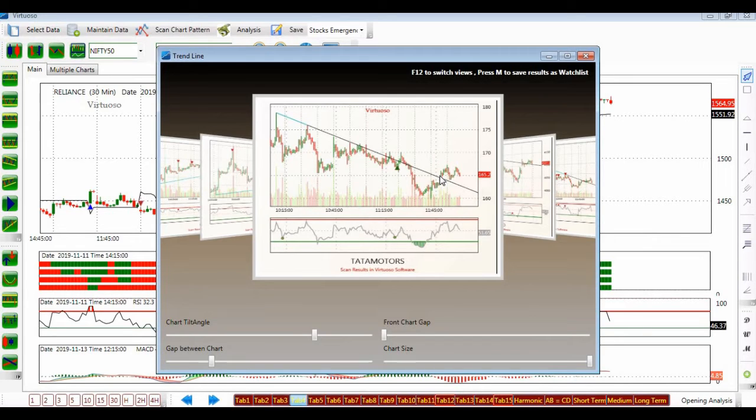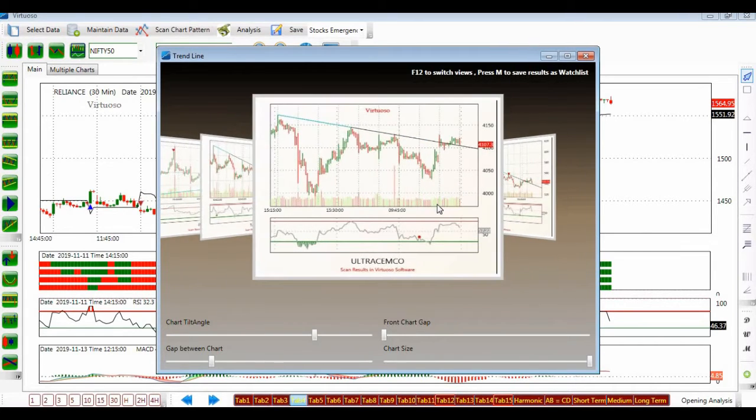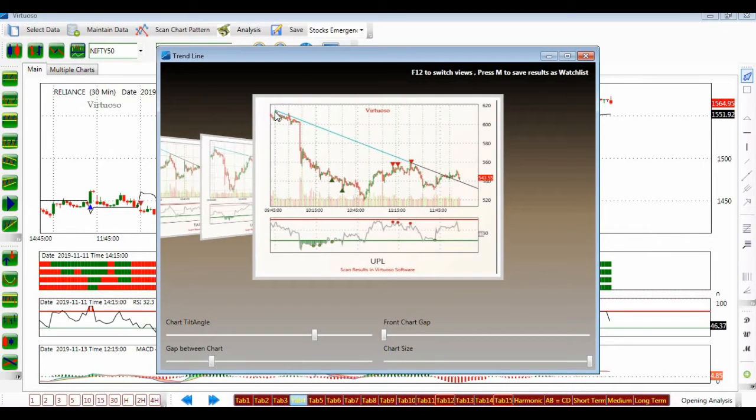So you know this pattern has been broken now, so this might come here or it might go above. And in our advanced technical analysis we have all these methods, but we are doing them manually. But with this software you can make any of the analysis very easily and automatically. So this is again Ultratech Cement, and the last one is UPL. So this UPL is again coming under the trend line trace. So this is one of the amazing, powerful features of Virtuoso, where you can find trend lines automatically.